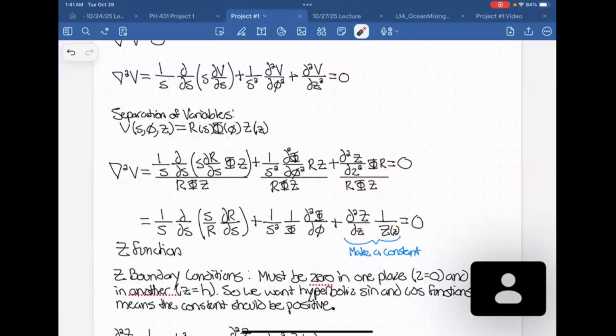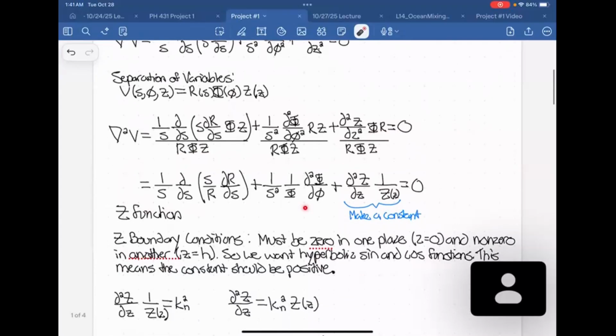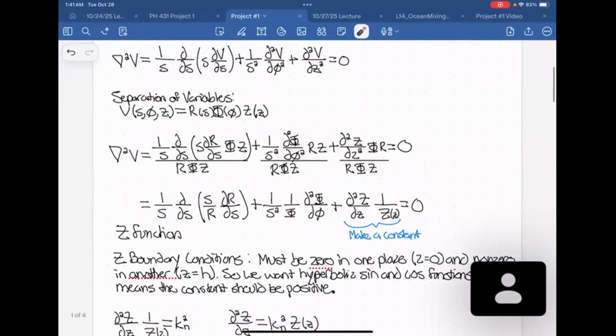Then we're going to divide by the product R phi Z, and ultimately we get what is down here, which is 1 over s d ds times s over R dR ds plus 1 over s squared times 1 over phi d squared phi over d phi squared plus 1 over z d squared z over dz squared equals 0. Our next goal is to take one of these terms and make it a constant.